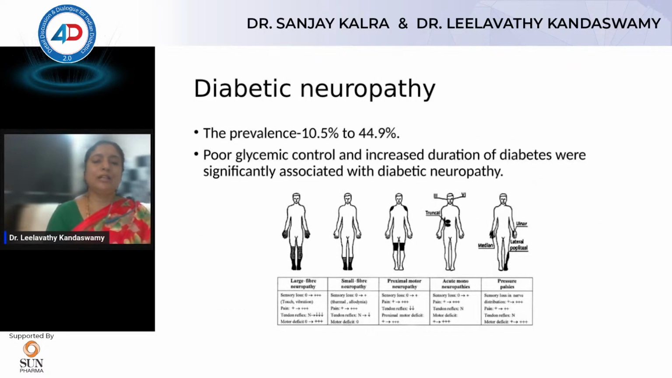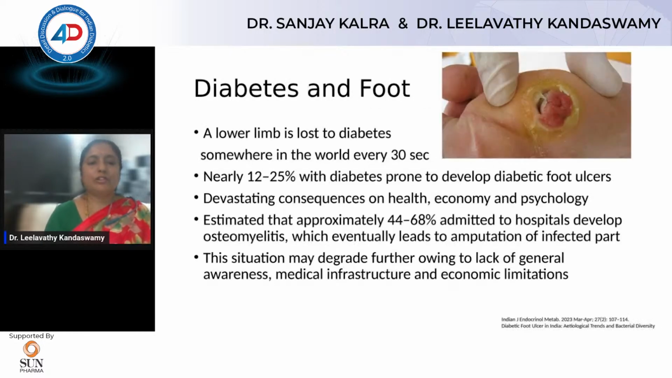Diabetic neuropathy, the prevalence is around 10.5 to 14.9%. Again, poor glycemic control and duration of diabetes are significantly associated with diabetic neuropathy. Diabetic foot is another complication that can happen, where infection can trigger the diabetic foot, and up to 25% of people with diabetes are prone to develop foot ulcers.